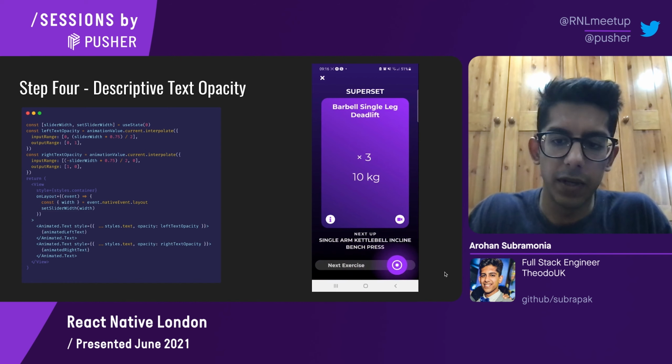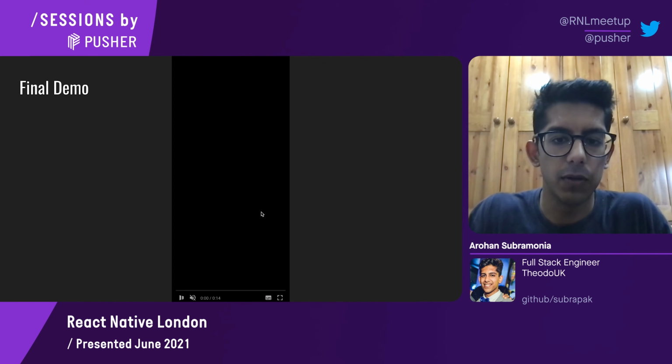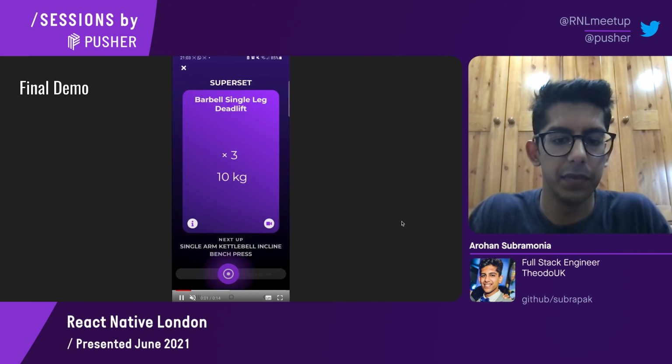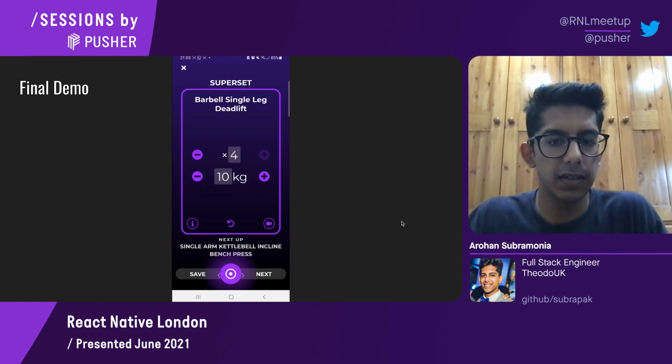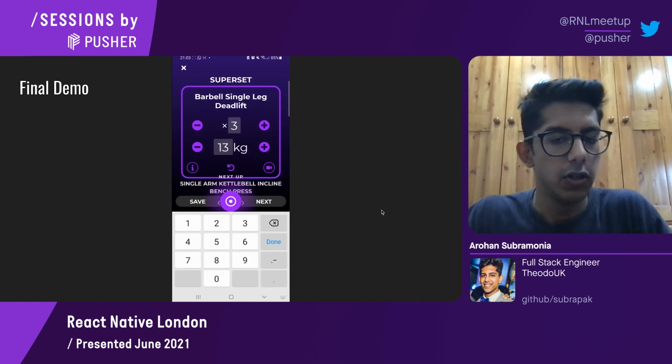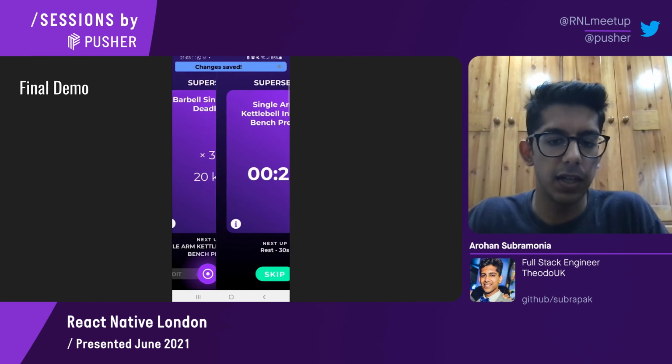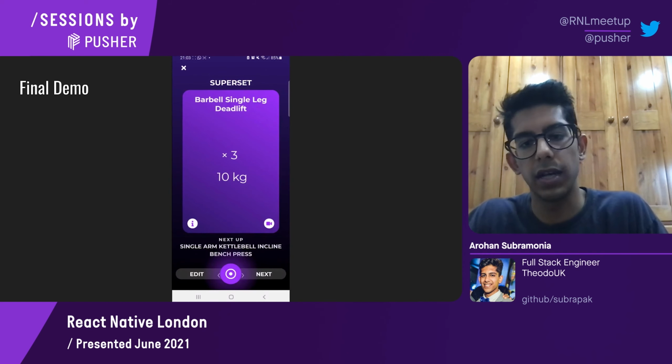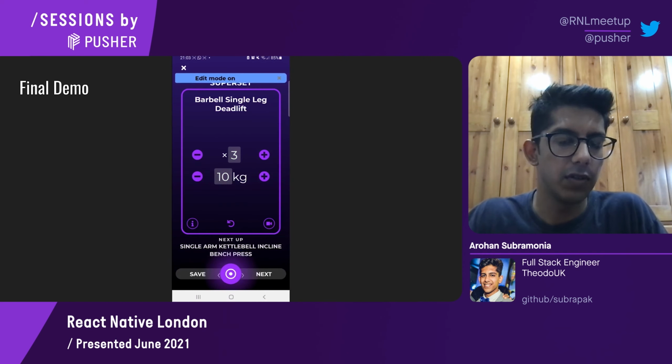Putting this all together, we finally had the final component, which looks something like this. You swipe to the left and you can edit the exercise. You had the toast that comes up at the top that tells you edit mode is on. You can use the plus and minus buttons to change how much weight you lifted. And then once you're done, click next to go on to the next exercise, and your changes are saved as well.